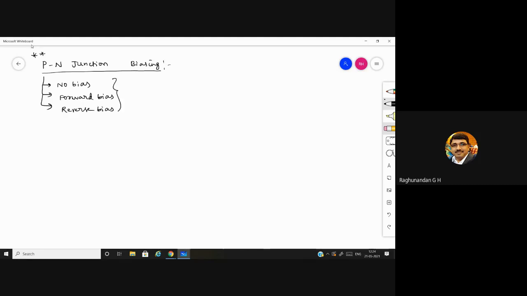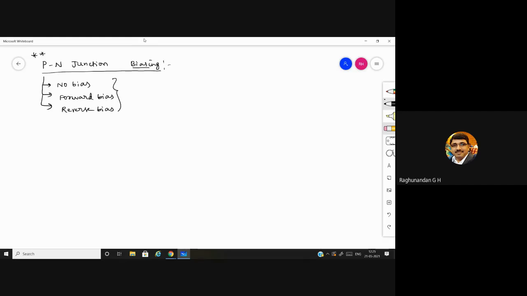So before going on to these three conditions, let us understand what biasing is. Biasing means connecting an external power supply to a device. Biasing is not only for a PN junction or a diode. If you connect a transistor, it becomes transistor biasing. If you connect any other device, it becomes that particular device's biasing. So biasing means connecting an external power supply to the device.